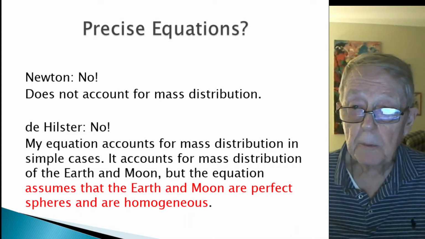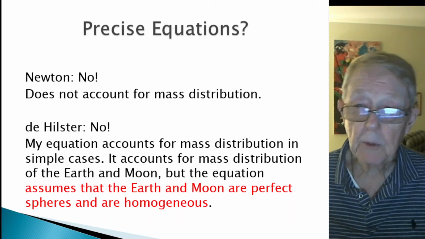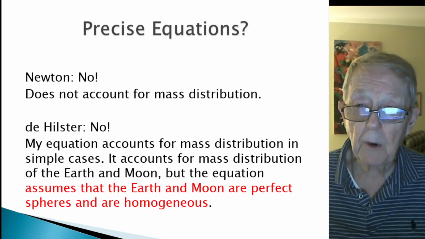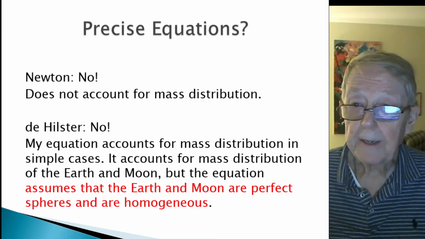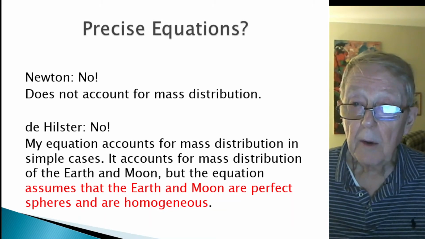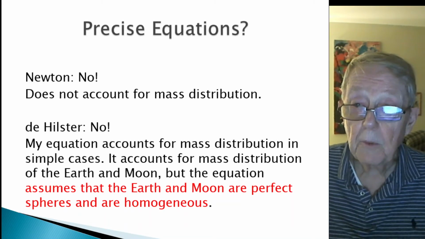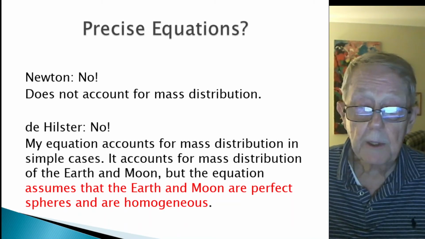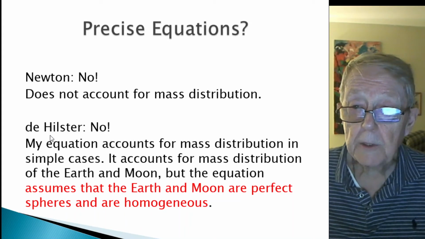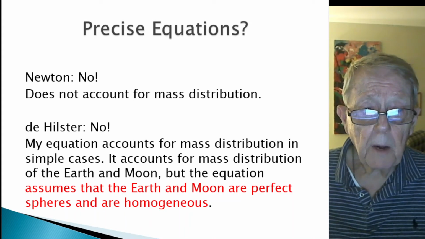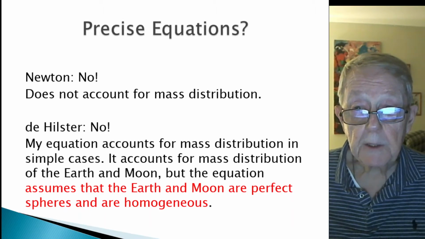ignoring the mass distribution, because gravity has to work on the whole object. It can't work just on the center of it. Gravity would have to calculate where the center was and then use Newton's equation. Well, that doesn't happen. Well, my equation, it's not precise either.